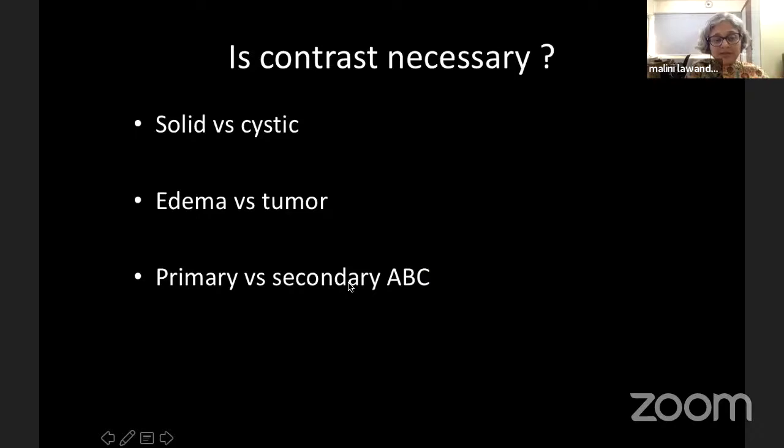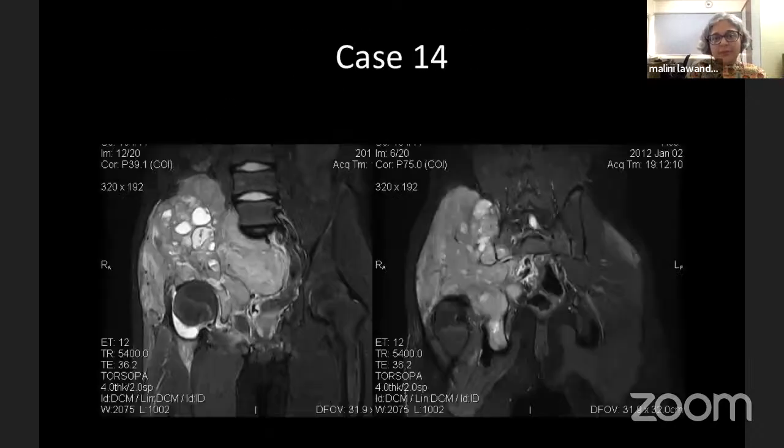Do we need contrast? Yes, to distinguish solid from cystic component. On routine MR, it may not always be possible. Edema versus tumor, MR may not help because edema may also enhance a bit. Primary versus secondary ABC, we already talked about it.